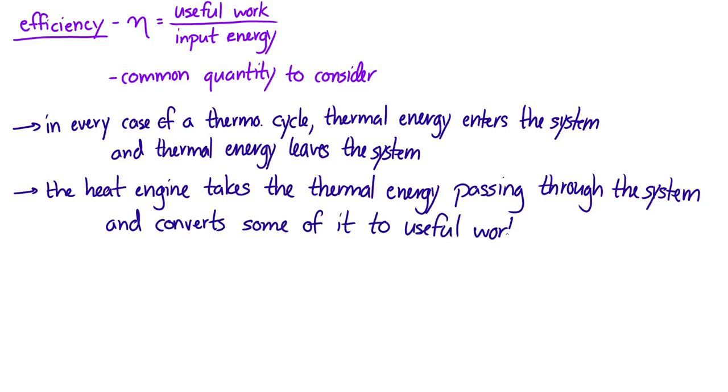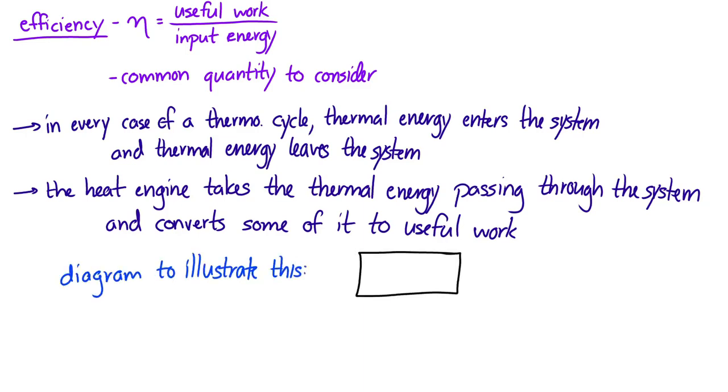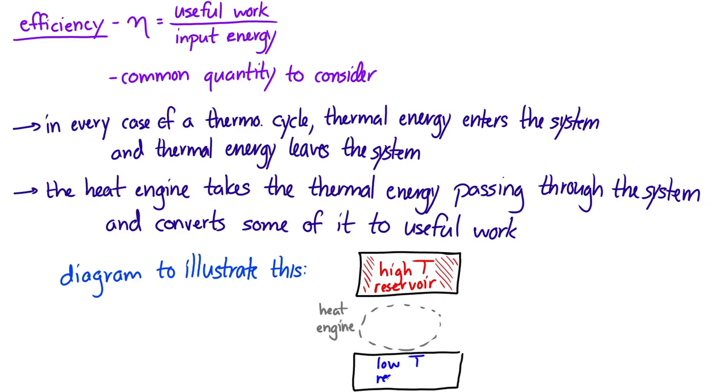So we often draw this diagram right here where there's a high temperature reservoir, so some kind of source of a high temperature, and there's a heat engine right here, and thermal energy passes from the high temperature reservoir into the heat engine, and then some thermal energy comes out and goes into a low temperature reservoir. But the job of the heat engine is it takes some of that thermal energy that's passing through and converts it into useful work that's done. So that's a sort of conceptual diagram that's often used to describe thermodynamic cycles.